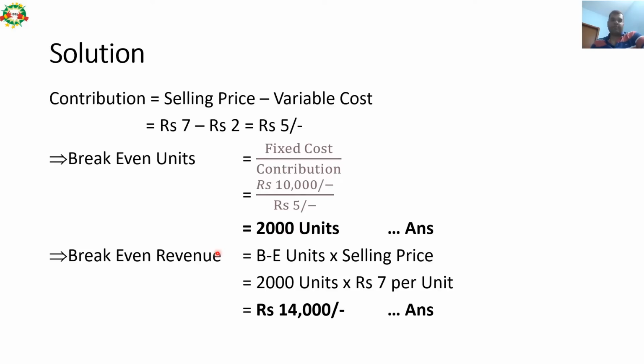And break-even revenue is break-even units multiplied by selling price. So break-even units we have calculated here, 2,000 units, and selling price has already been given in the question, that is 7 rupees. So break-even revenue is 14,000 rupees.